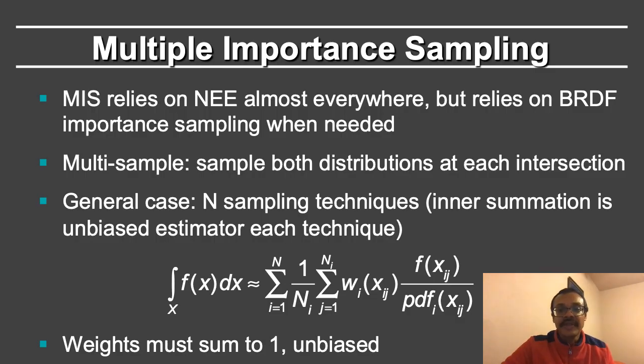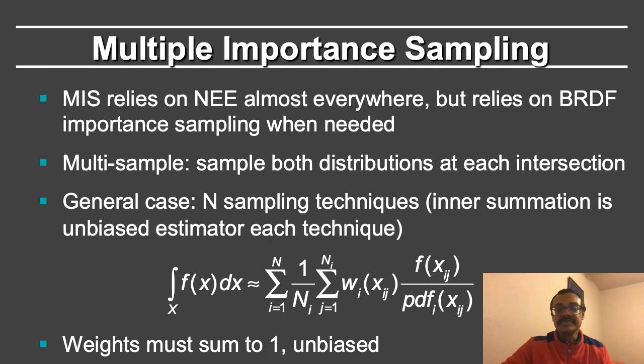We saw that for that scene, multiple importance sampling relied on next event estimation or light source sampling almost everywhere, but it has the ability to rely on BRDF importance sampling when needed. We will follow a multi-sample model where you sample both distributions at each intersection.